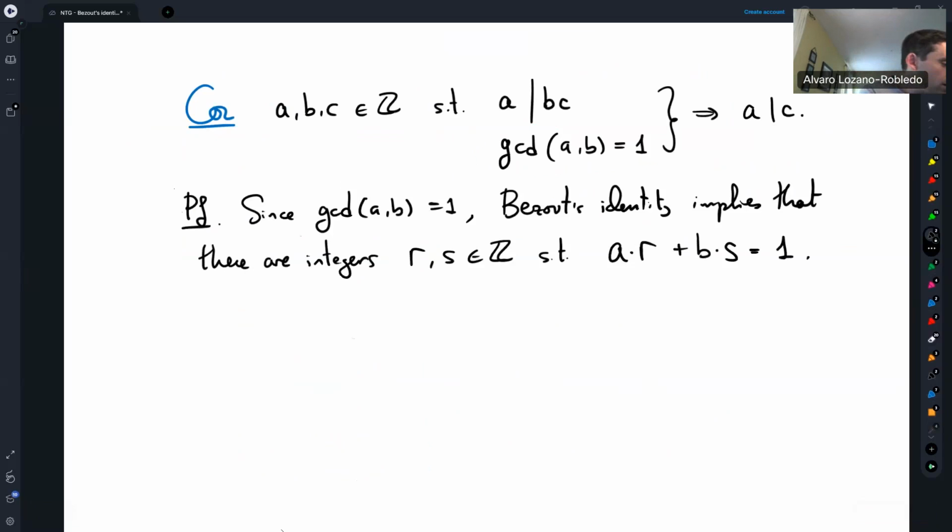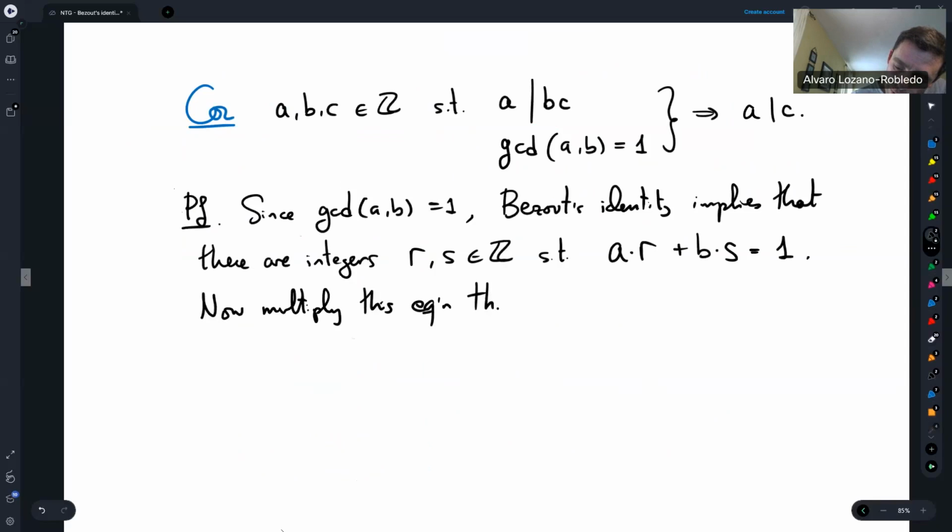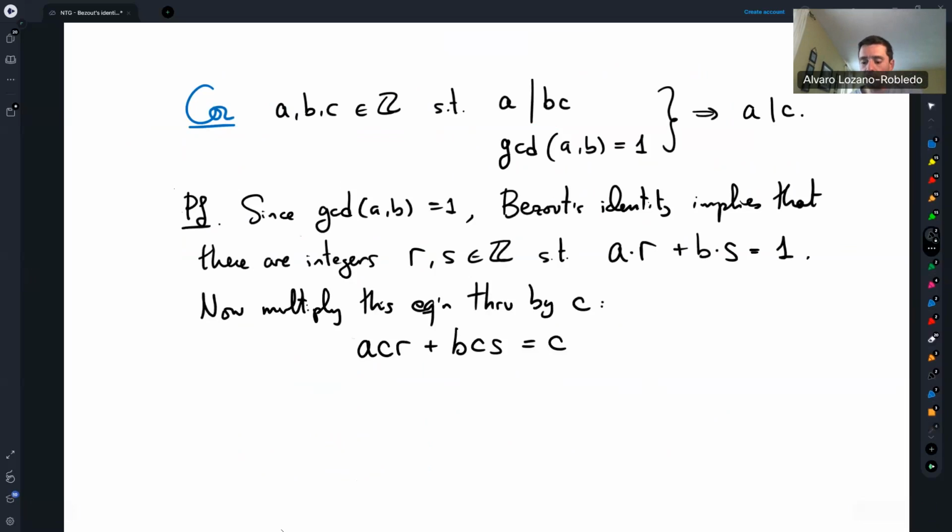multiply through by C. Now multiply this equation through by C. Then what I get is, I'm going to write it like this: ACR plus BCS equals C. Okay, I just multiplied by C. So there is a new C factor here, a new C factor here, a new C factor here. I used the distributive property along the way, but that holds.